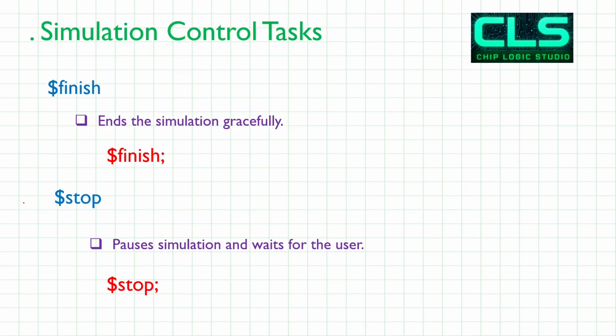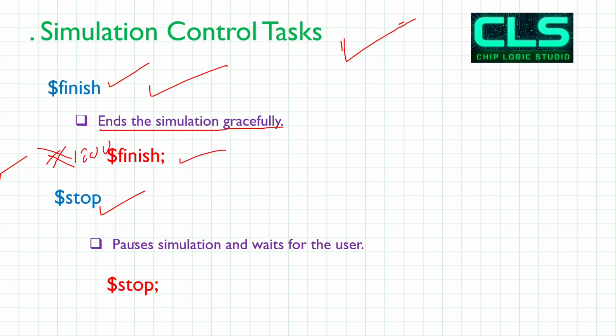Okay, now simulation control tasks. For controlling the simulation, we are using $finish and $stop. $finish ends the simulation gracefully, and the syntax is simple. Just write $finish inside an initial block or any block. After some delay, you can write like #1000, so after #1000 the simulation will end. So for ending the simulation we are using $finish, and similarly for pausing the simulation for some time we are using $stop.